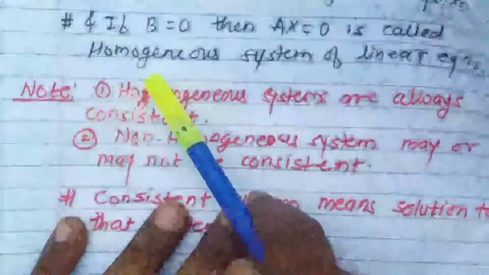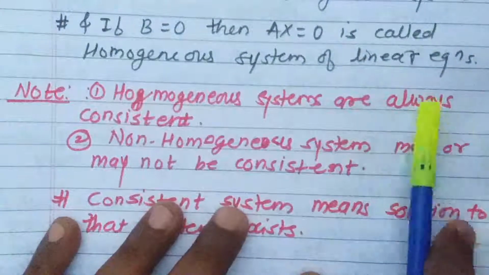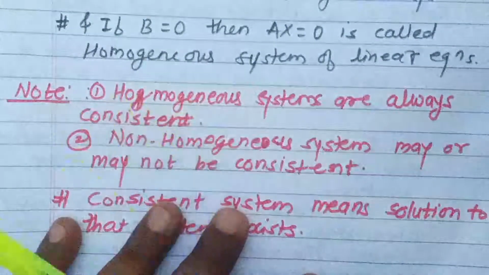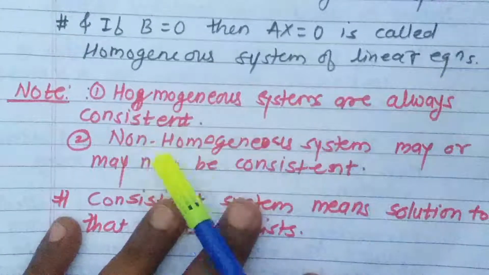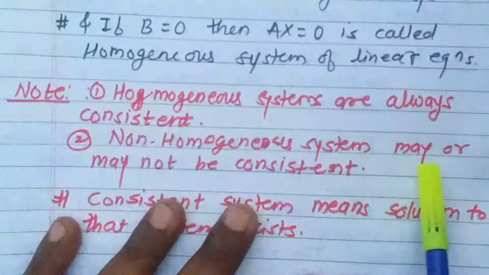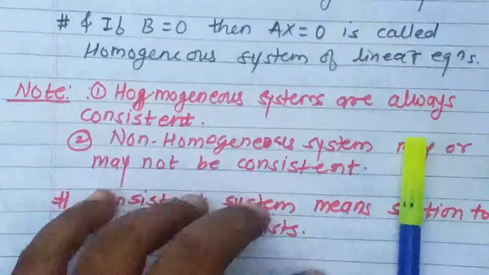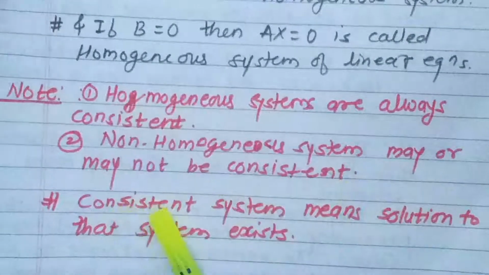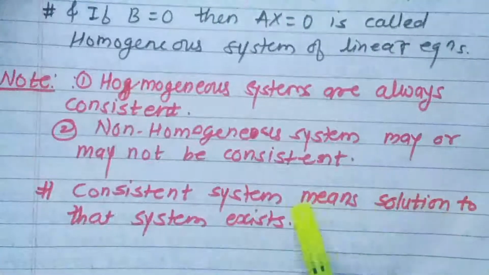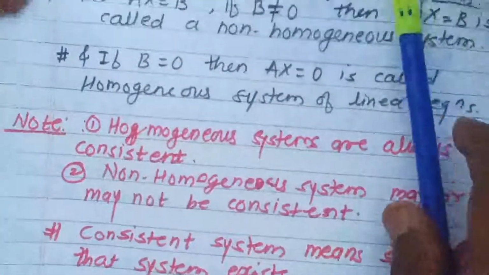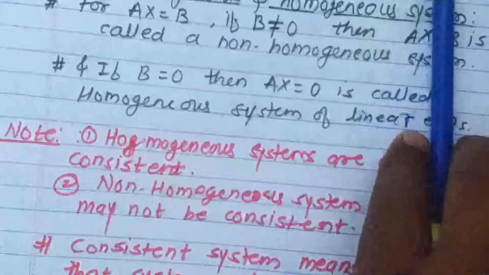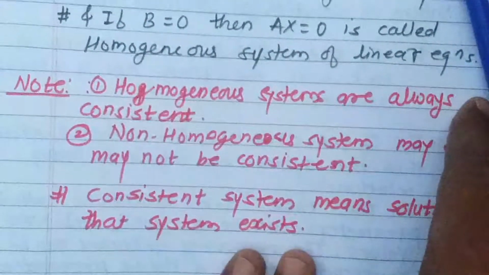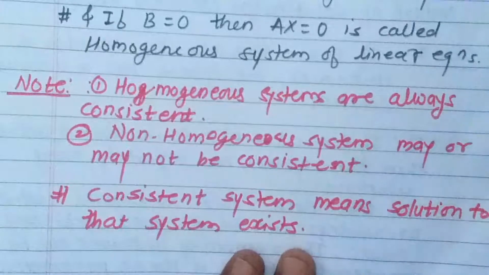One important note: homogeneous systems are always consistent. Now we are going to start the discussion on consistency of systems of linear equations. Homogeneous systems are always consistent, and non-homogeneous systems may or may not be consistent. Some non-homogeneous systems may be consistent, and some may not. By a consistent system, we mean that a solution of that system exists. Whenever a system of linear equations has a solution, that system is called a consistent system.